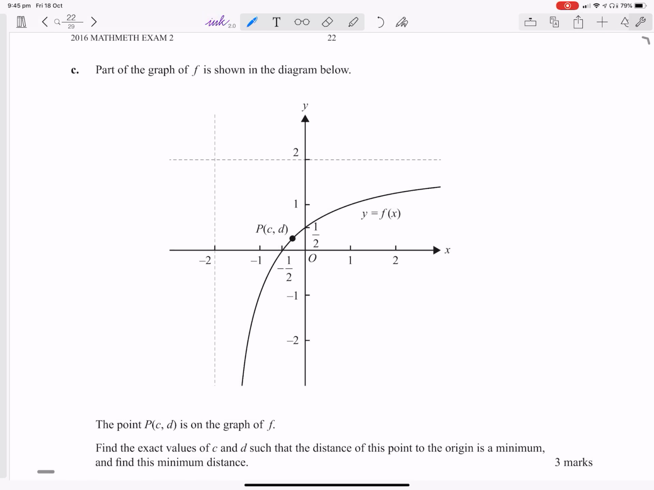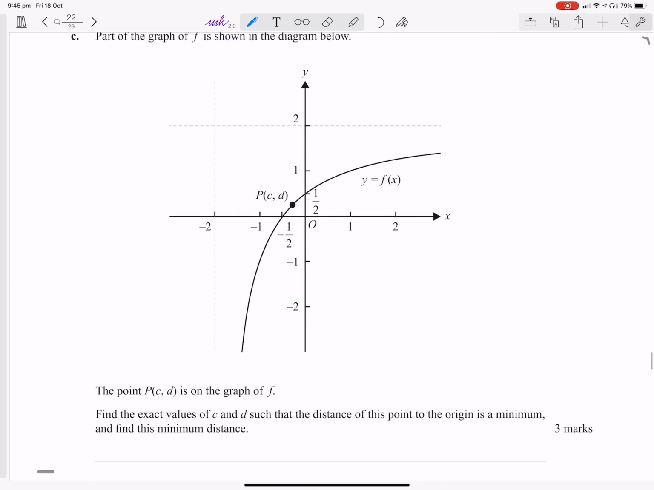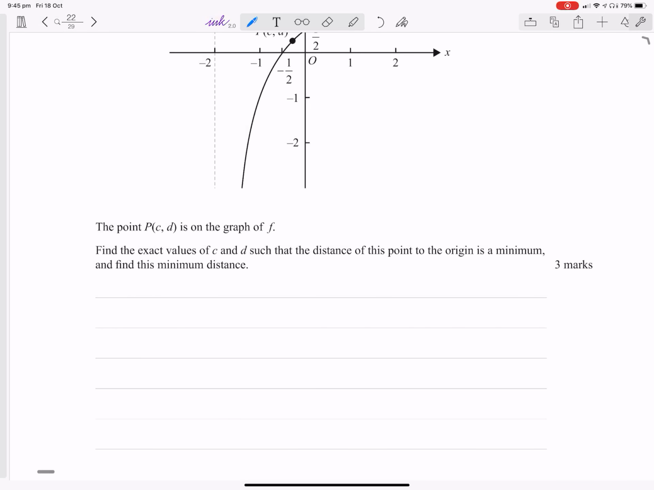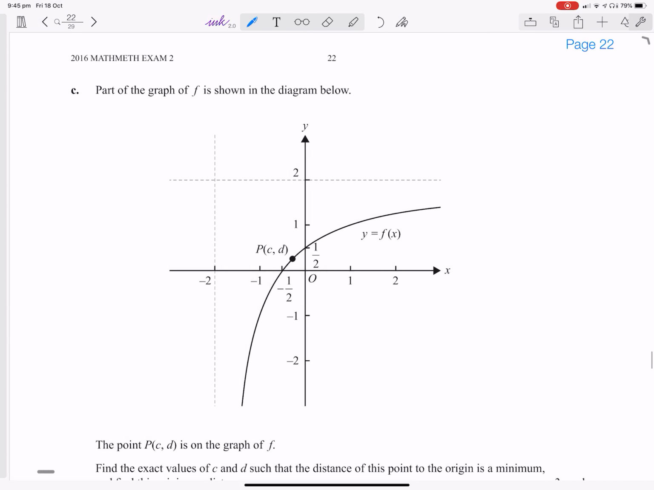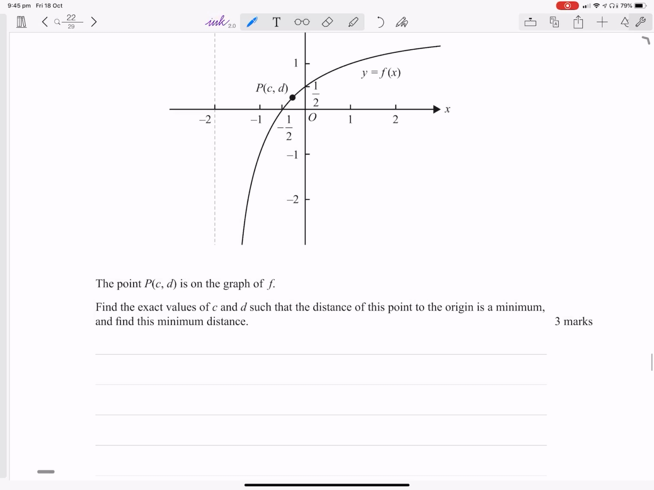Part of the graph below is shown. So that's f of x. Point C is on the graph. Find the exact x-coordinate of the point where the distance to the origin is a minimum, and find this minimum distance. It's the normal, because it's at right angles. It's the normal that goes through the origin.